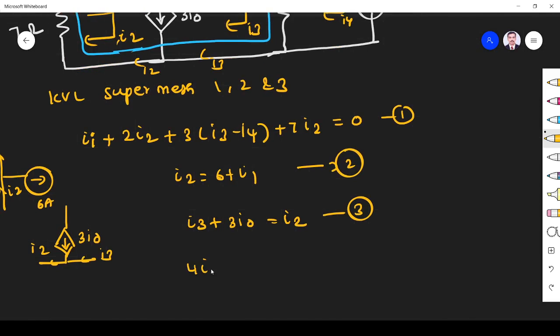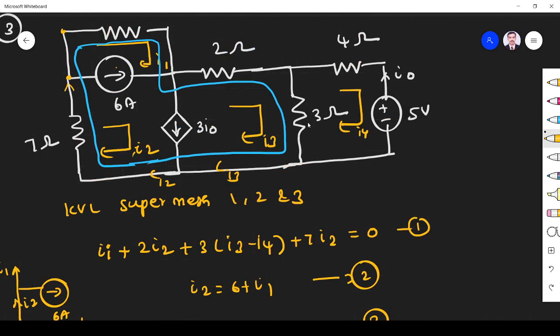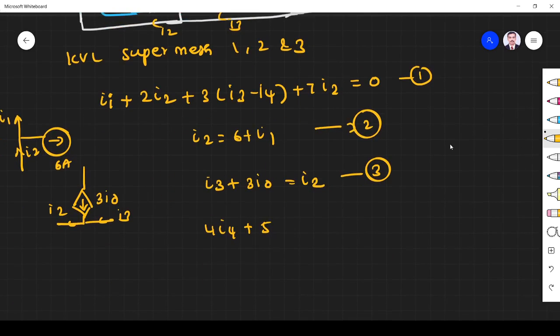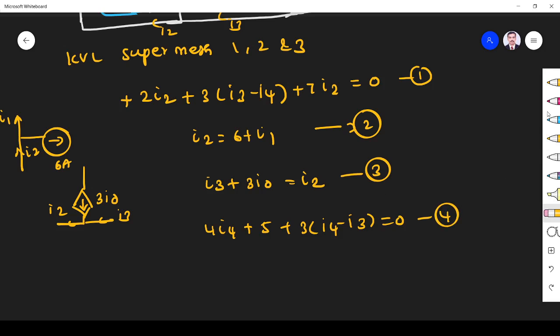4I4 plus 5 volt. And here the current going through this is I4. The current coming here is in the opposite direction, I3. So 3 into I4 minus I3 is equal to 0. How many variables? I1, I2, I3, I4, so 4 variables, but sorry, 5 variables, I1, 2, 3, 4 plus I0. 5 variables, but we have 4 equations. So we want 5 equations.